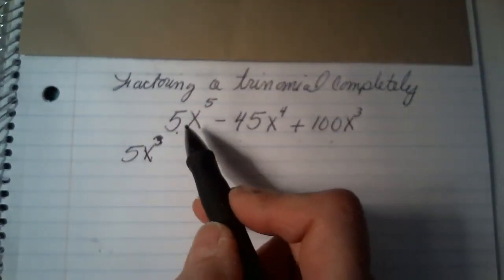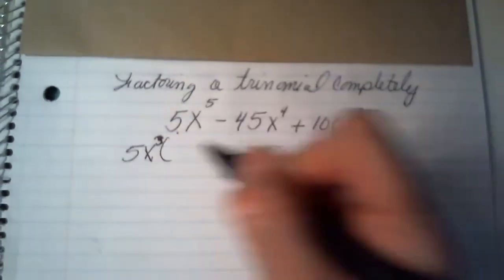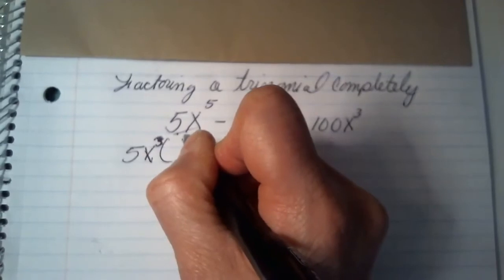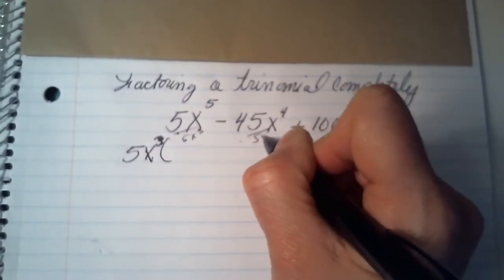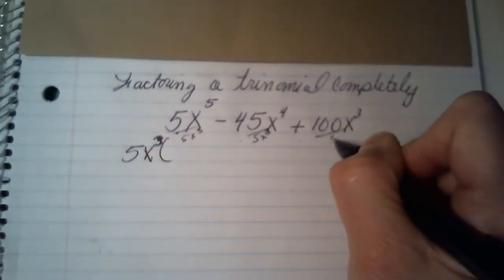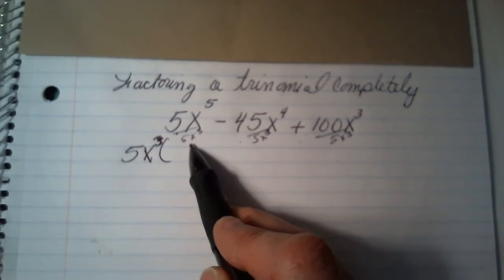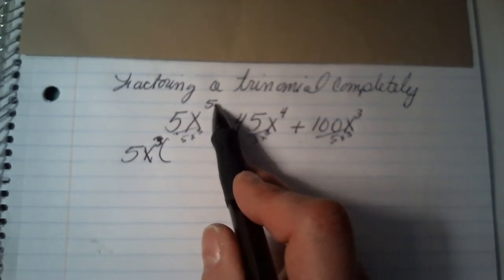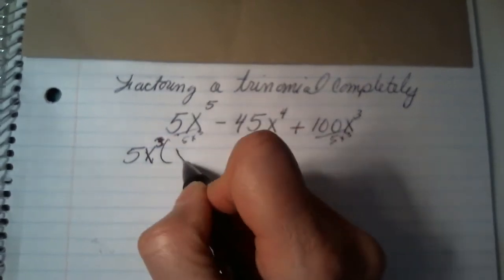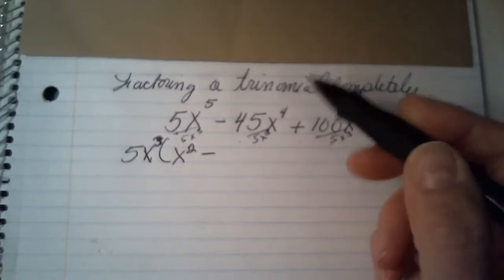So I'm going to divide each of these terms by the greatest common factor. I can do this mentally, or I could just place a 5x to the third underneath each term. 5x to the fifth divided by 5x to the third. The 5's are going to cancel to 1. I take the larger exponent minus the smaller, and I get x squared. My operational sign comes down.